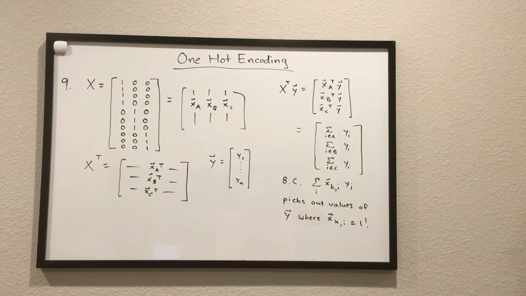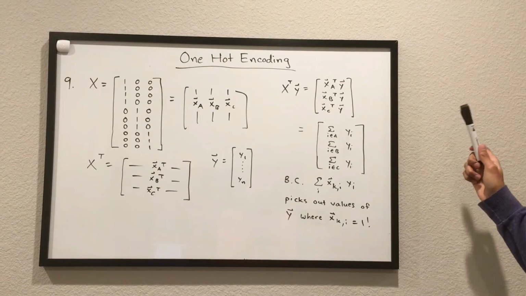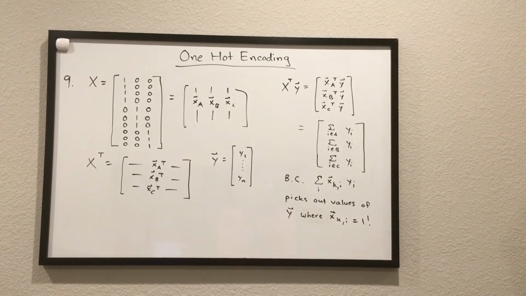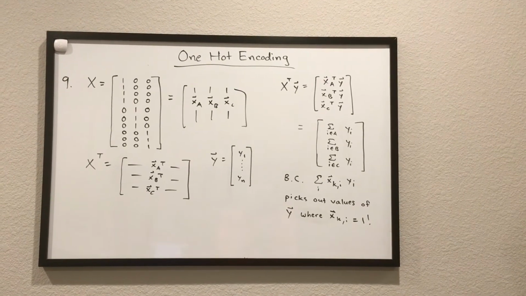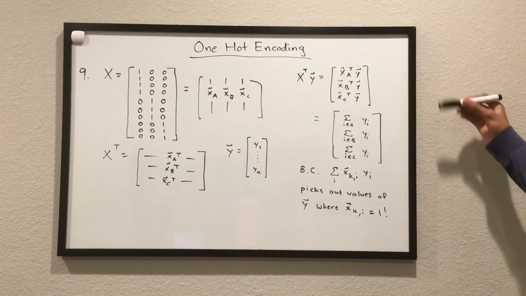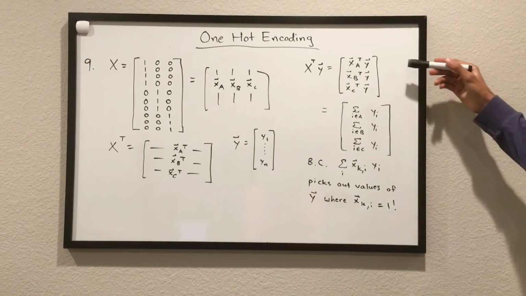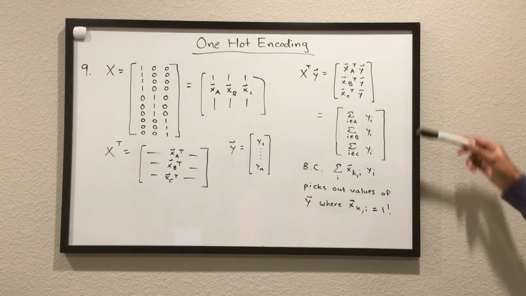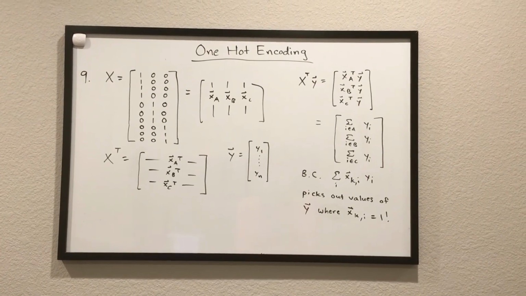In general, when I take the dot product of x sub k and y, I'm picking out the values of y where originally I had k as an observation. And that exactly gives us the equivalence between this, and proves that x transpose times y is also equal to this. QED.